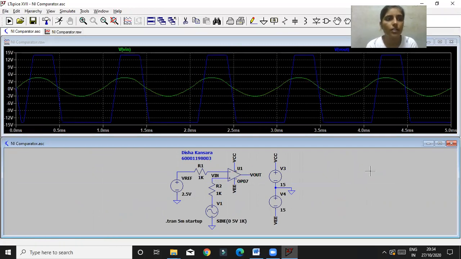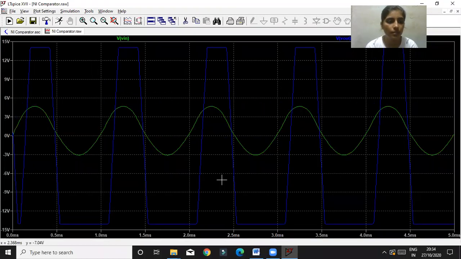So for the non-inverting comparator, I applied an input of 5 volts, and I get an output of approximately 14.09 volts. So this is the output of the non-inverting comparator.